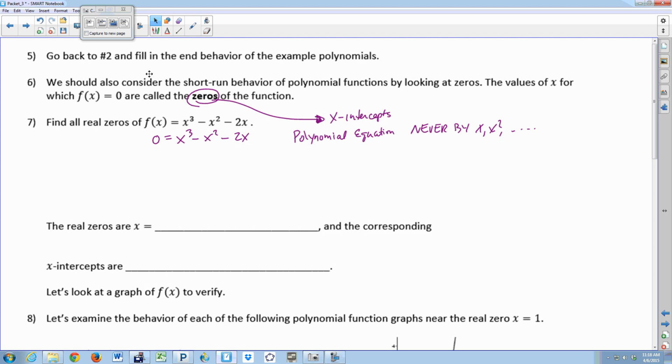Well, I know 0 works because 0 cubed minus 0 squared minus, I can't use quadratic because it's a cubic. Factor. What's the greatest common factor here? X. So when you pull out the x, you get an x squared minus x minus 2 left. So your greatest common factor here is your first step is x.